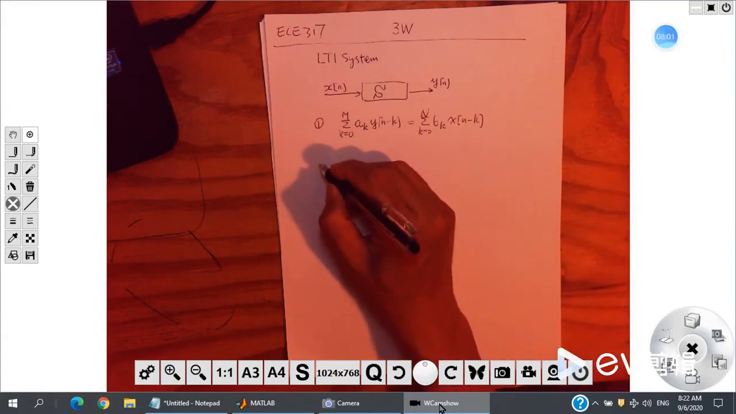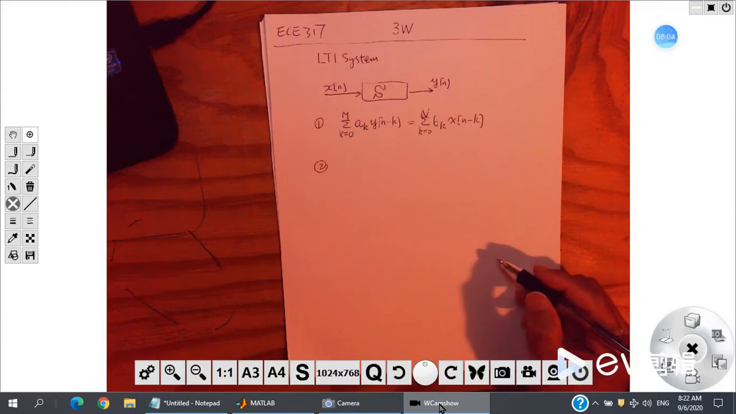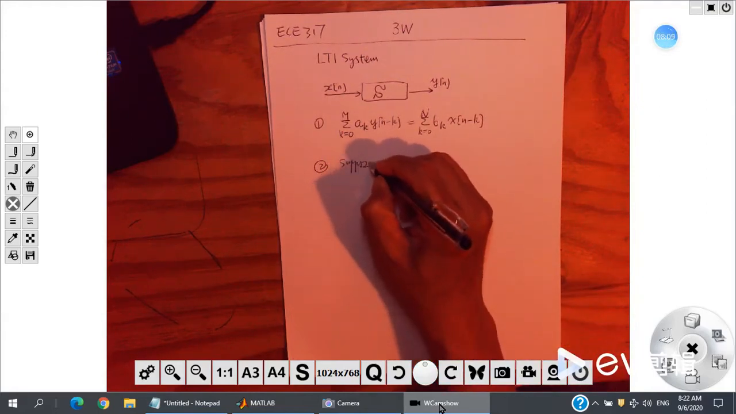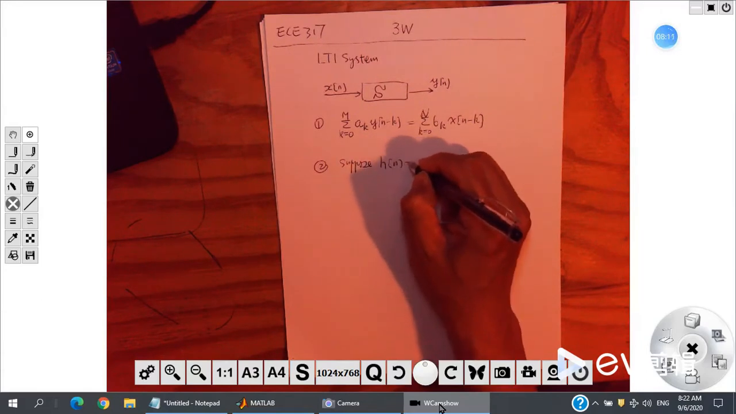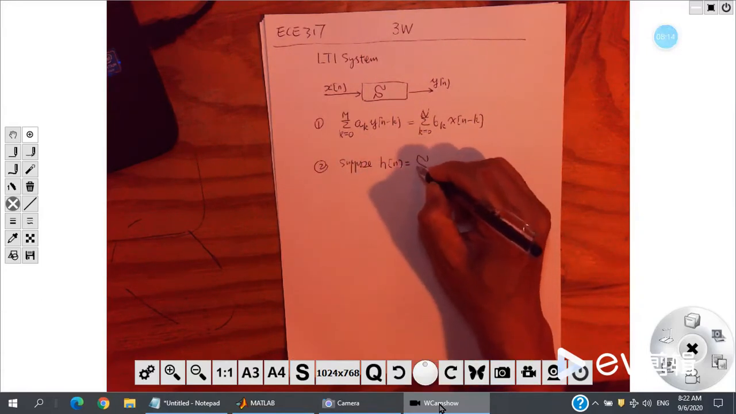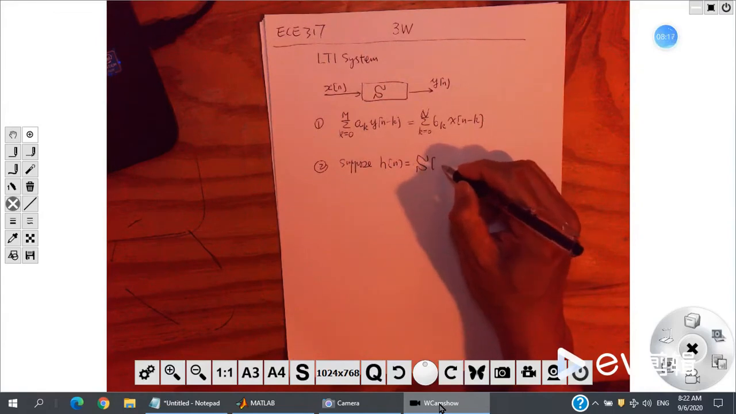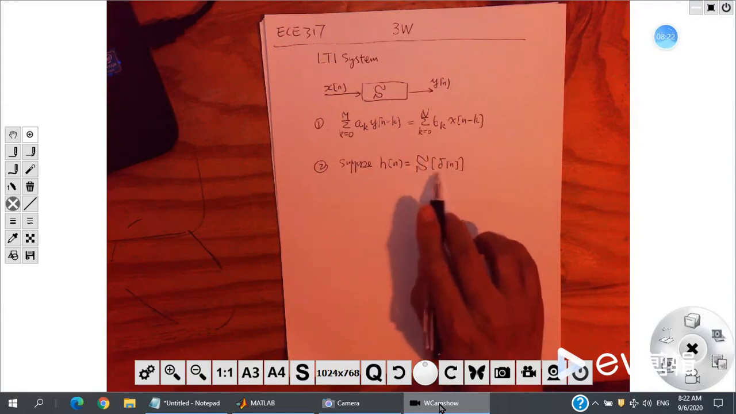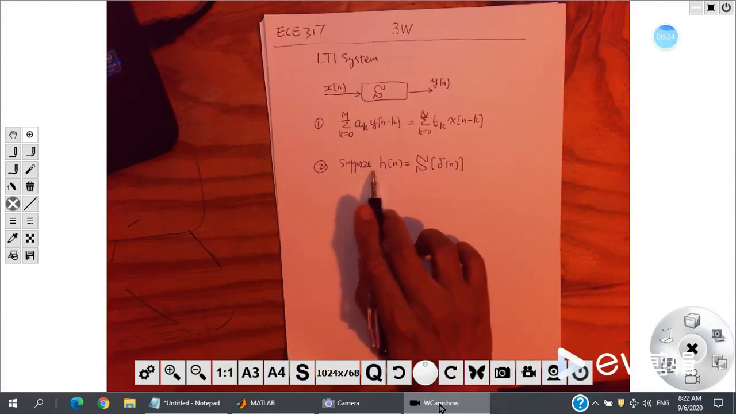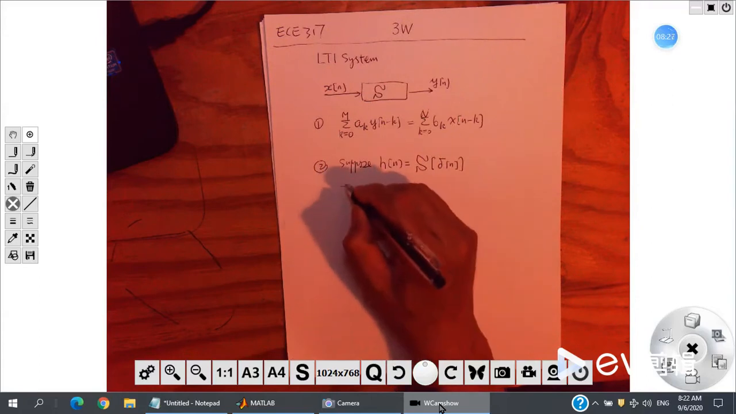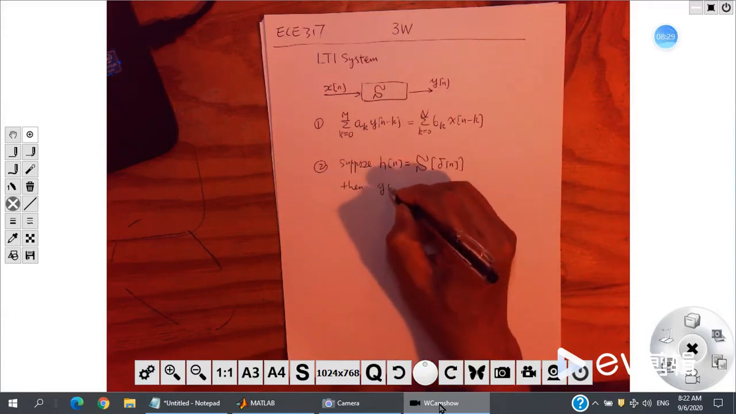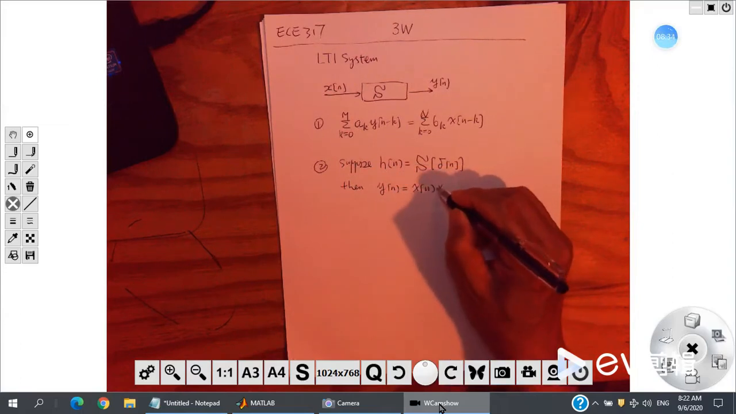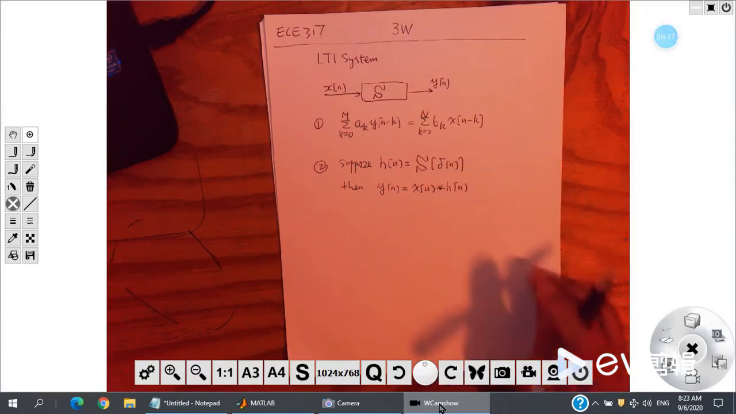The second way is to use the impulse response. Suppose the impulse response is the output of the system when the input is delta of n. You use delta of n as input, then the system gives you an output, which we call h of n. Then y of n equals the input x of n convolved with h of n. So we have two ways.